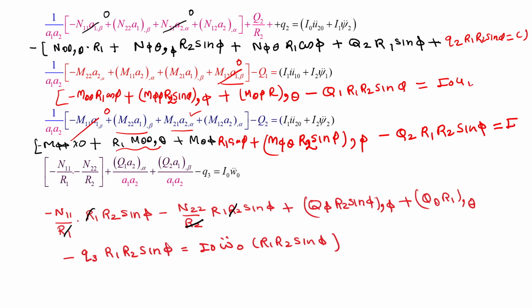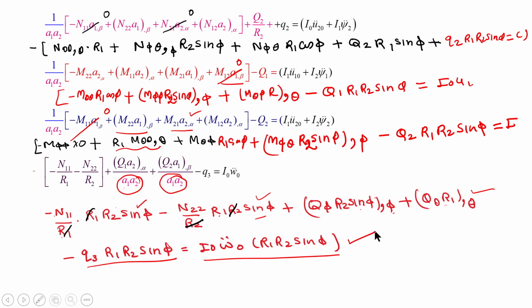And the fifth one, so if you put n11, again in the fifth equation we have to do some mathematical simplification because it is coming at the bottom. So, we have to multiply it here. So, a1 a2, so r1 will get cancelled out. So, n11 r2 sin phi minus n22 r1 sin phi, then q phi r2 sin phi comma phi plus q theta r1 comma theta minus q3 of r1 r2 sin phi and loading term.